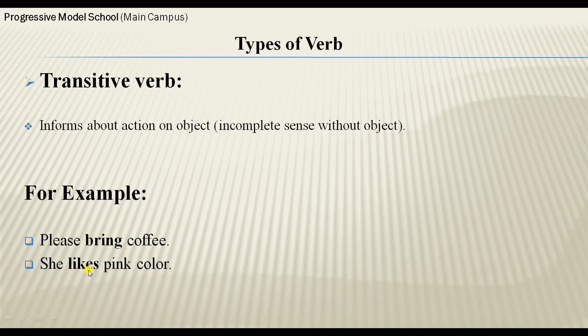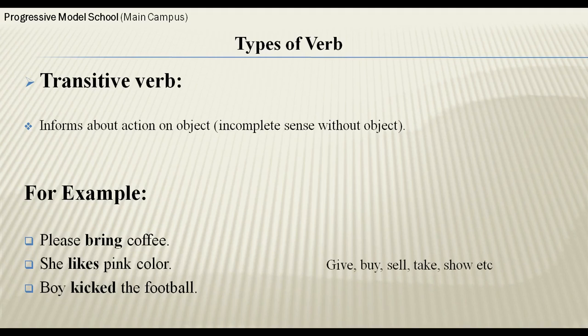So she likes what? Pink color. So again, the word likes requires or demands the object in the sentence. Let it clear by another example. Boy kicked. Boy kicked what? The football. So transitive verbs are those which require or demand the object to complete their sense.